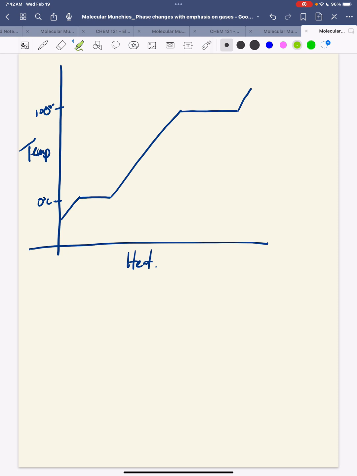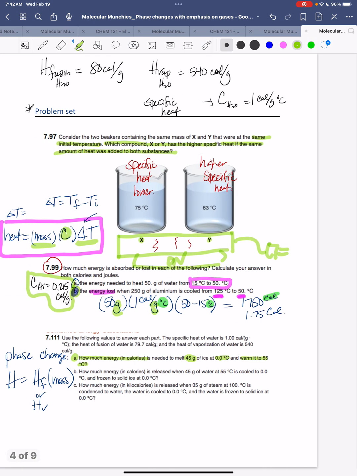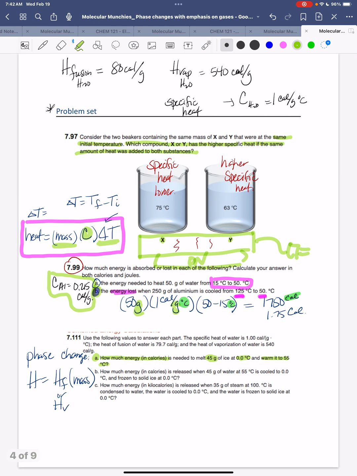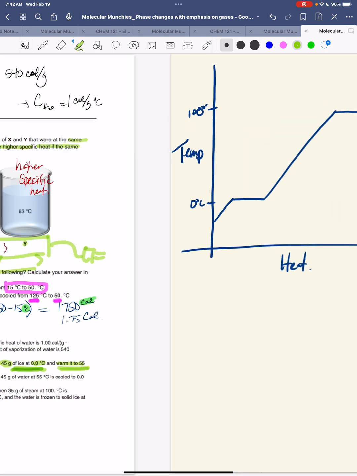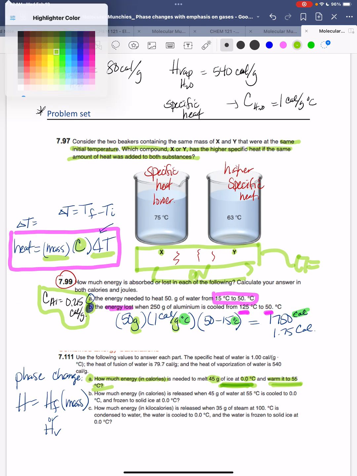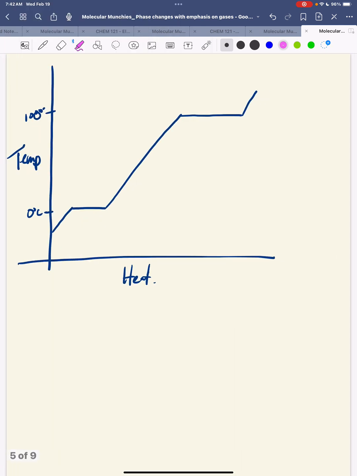So what's cool about this is you can actually see this, right? What we're going to do in our question, if we go back to it one more time, it says we're going to start with ice. So we're starting with solid ice at 0 degrees Celsius, and we're going to change it into liquid, and then we're going to warm that liquid up to 55 degrees Celsius. So we're going to do two calculations here, okay? We're going to take that 45 grams of ice and melt it, and then we're going to take that water at 0 and warm it up to 55 degrees, right? So there's going to be two calculations there.